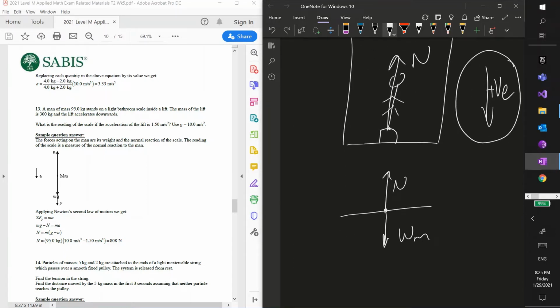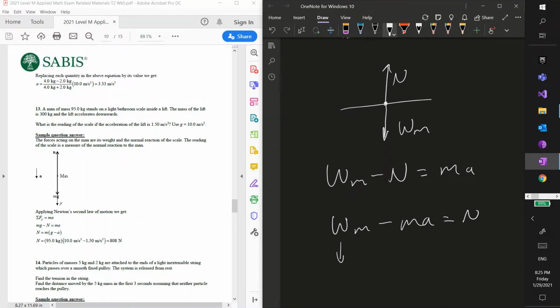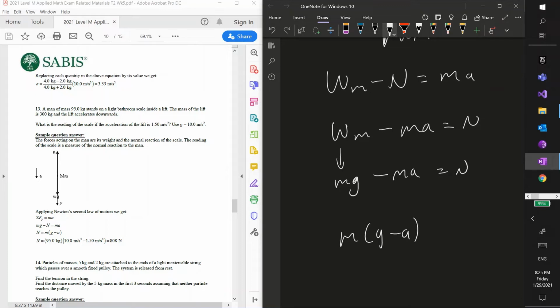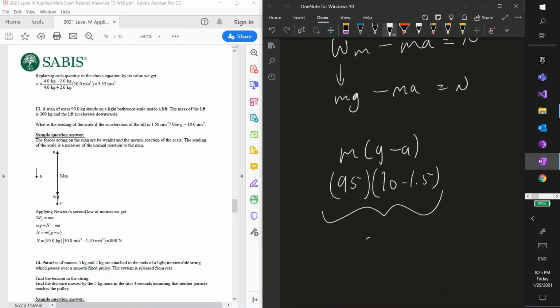Since the positive direction of motion is downwards, weight is positive, normal is negative, and since they're accelerating, with an acceleration of 1.5, you use Newton's second law: the sum of the forces is ma, and you just solve for the normal. Your weight is mg, and now you just input the numbers. Just factor out the mass. This is 10 minus 1.5, since acceleration is 1.5. Given mass is 95. And yeah, you get this.